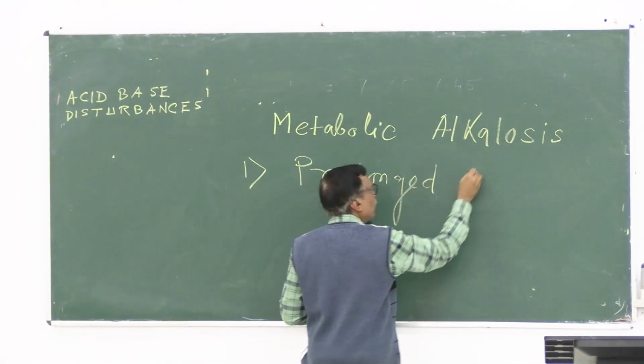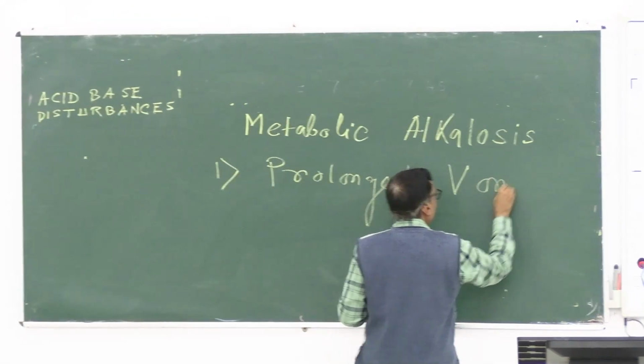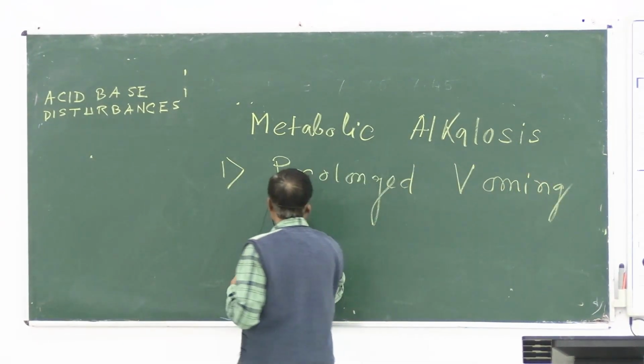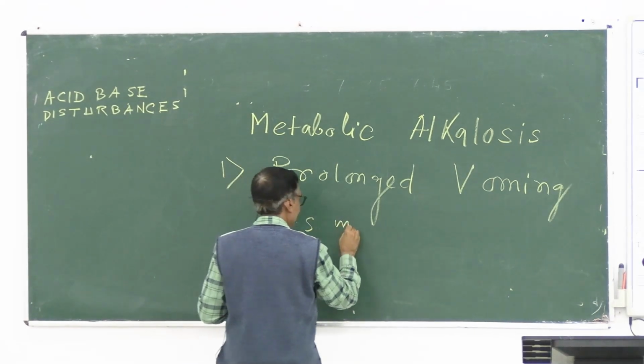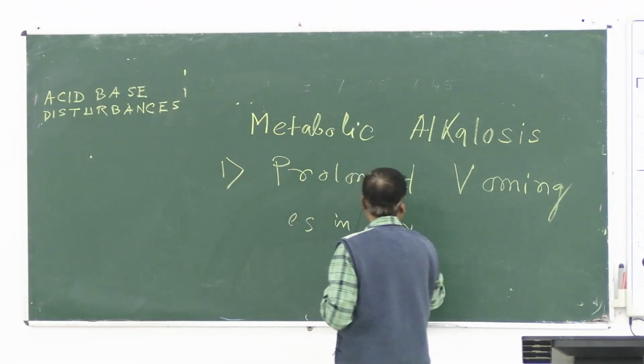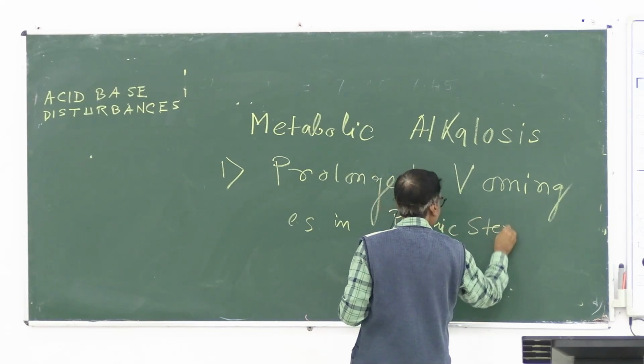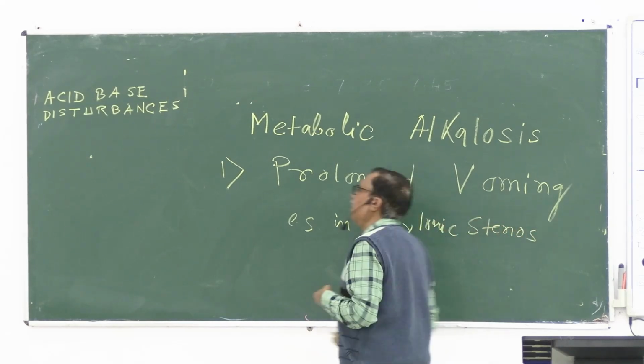Prolonged vomiting occurs in a surgical condition, as for example in pyloric stenosis, a surgical condition where the pylorus is narrow.